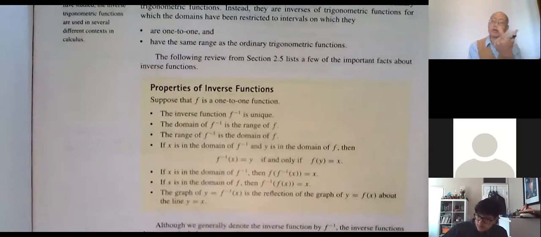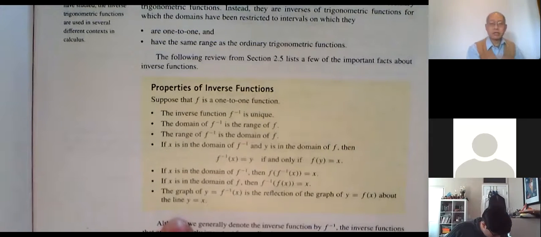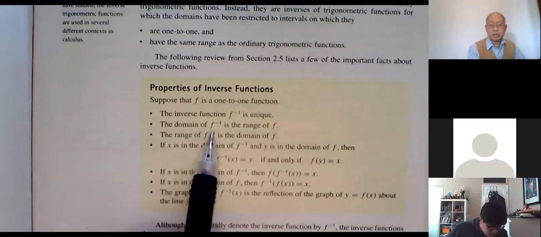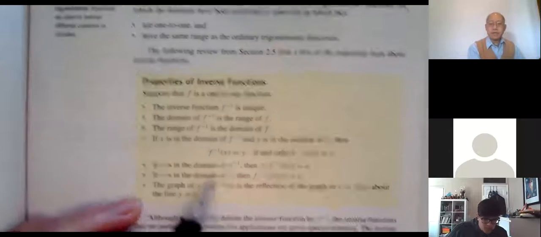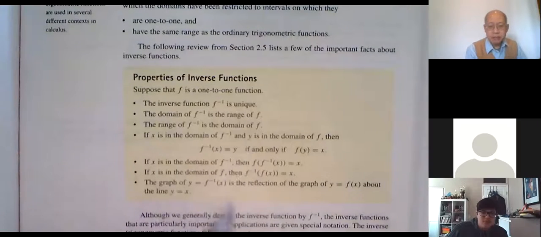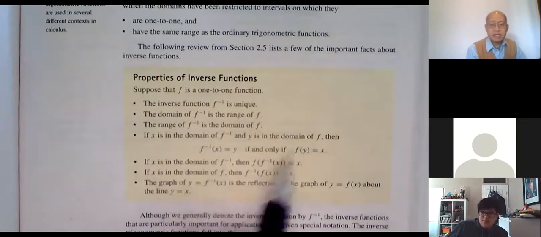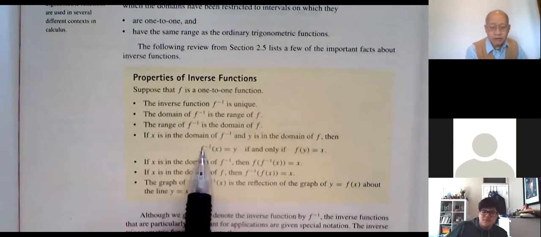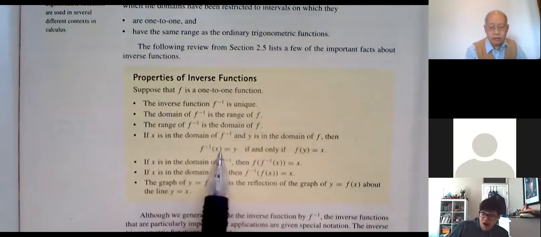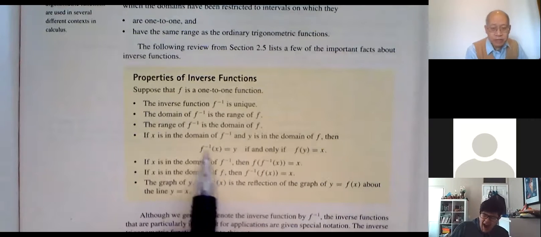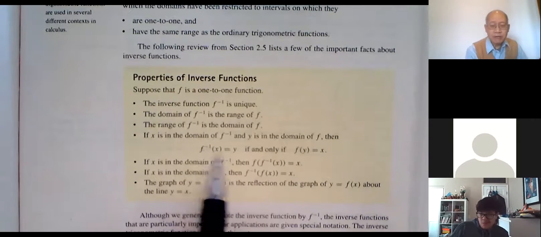Okay, because you're switching around x and y. For the inverse function, you switch around x and y. So if you swap x and y, the domain and range switch. Okay, and here's a property about the switching. f inverse of x equals y means the same thing as f of y equals x. So for f inverse and f, you just switch around the x and y. Okay, so f inverse of x equals y means f of y equals x.